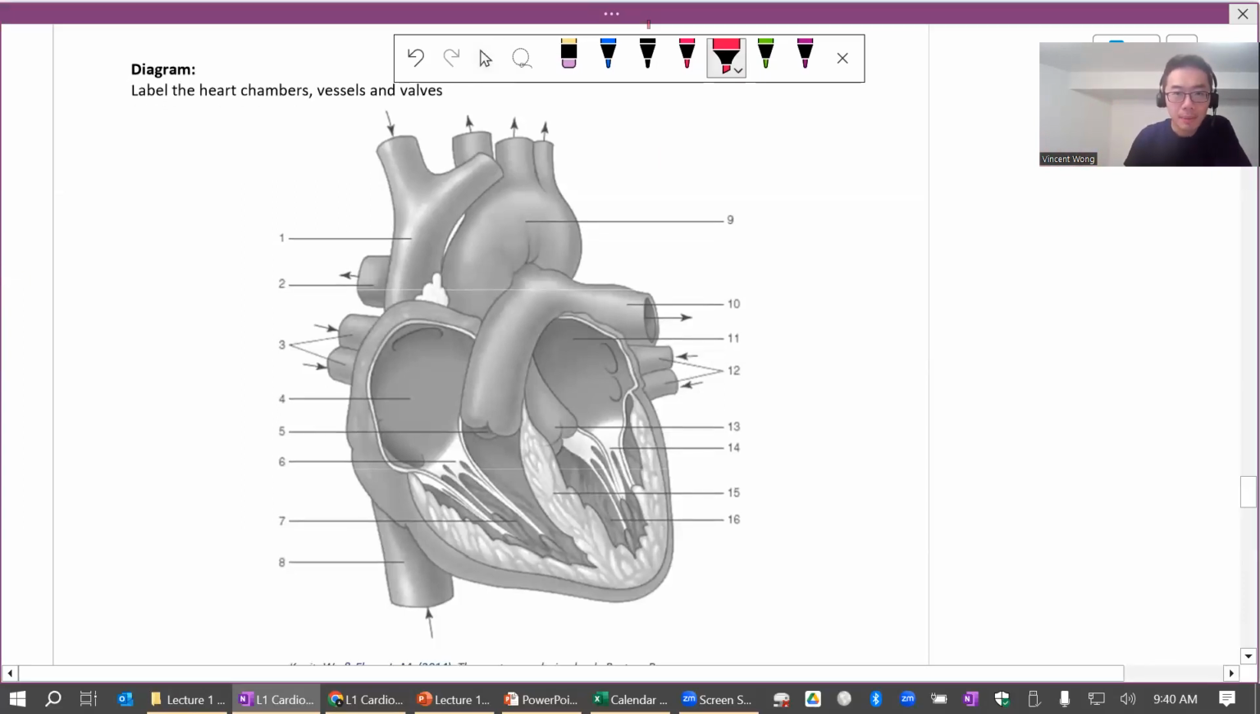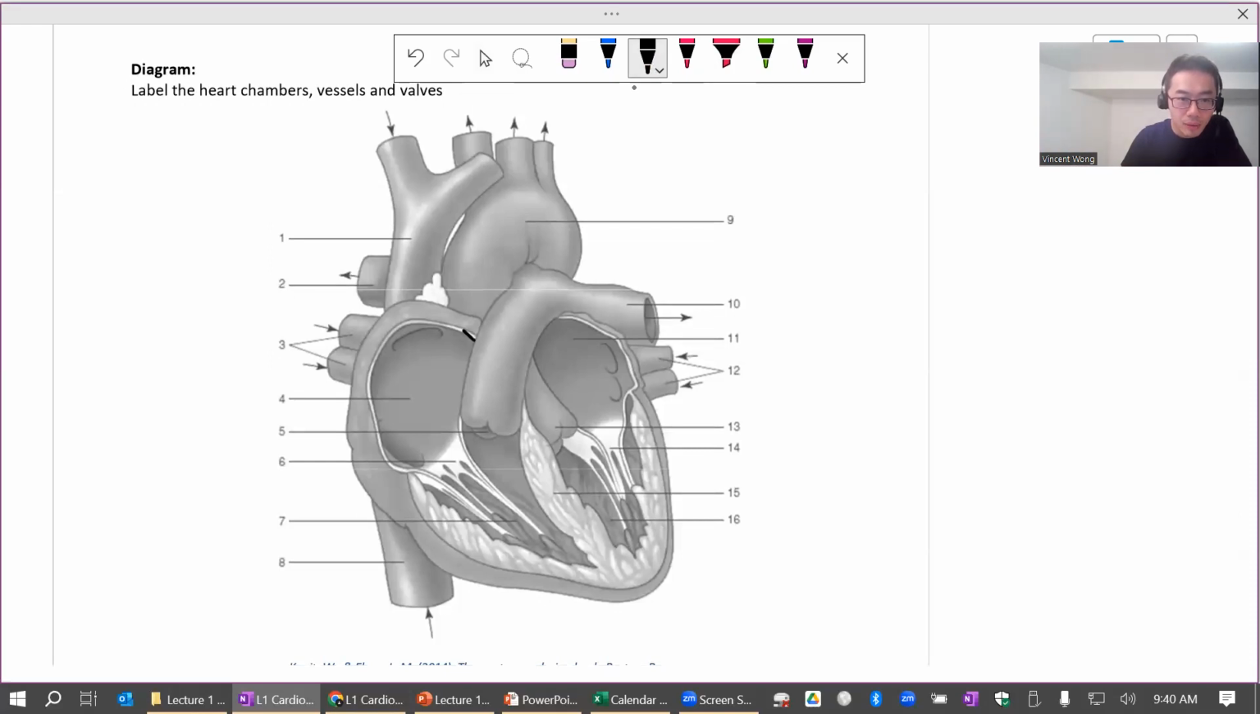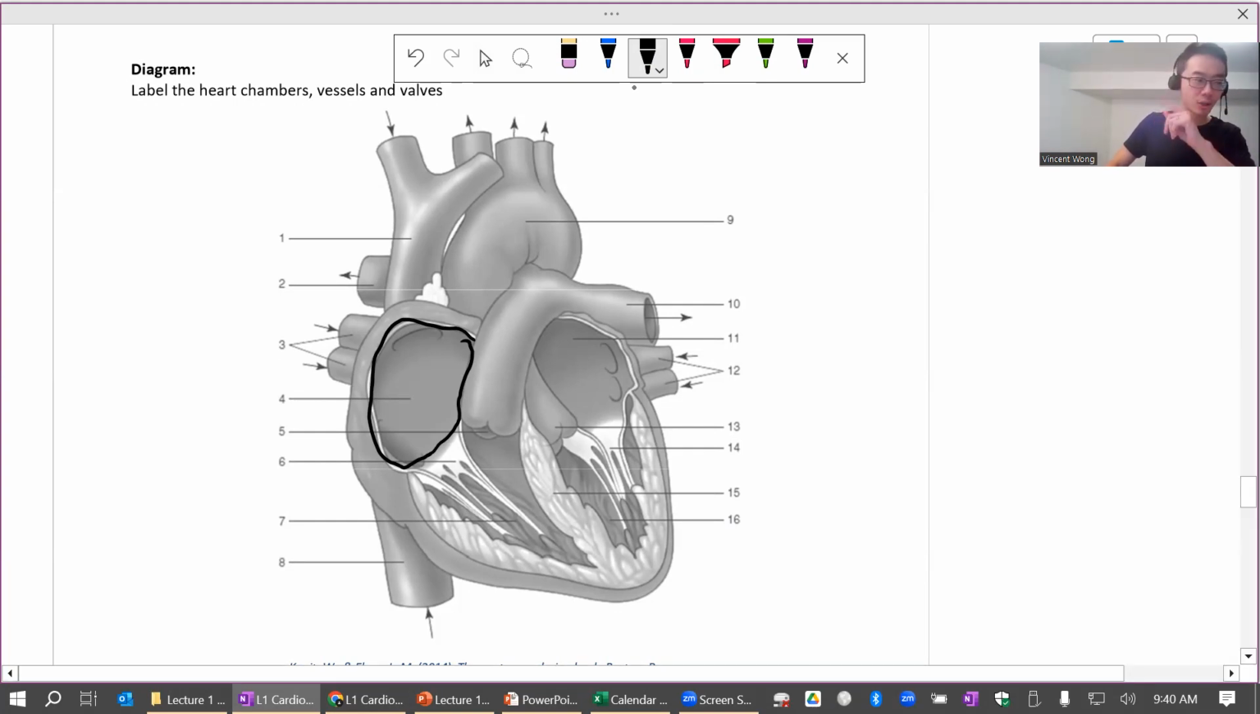So let's try to label some of these things. Over here, what is that? That's one of the 4 chambers, and it's on the top. What should we label that as? Anyone? The atrium. That's right, maybe the right atrium. That's very good. So that's number 4. That is the right atrium.